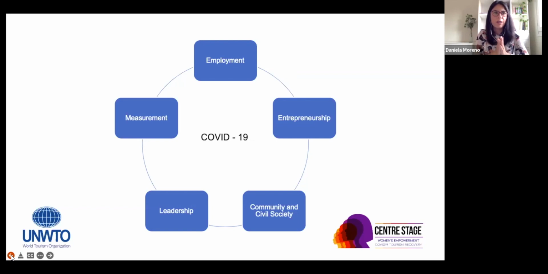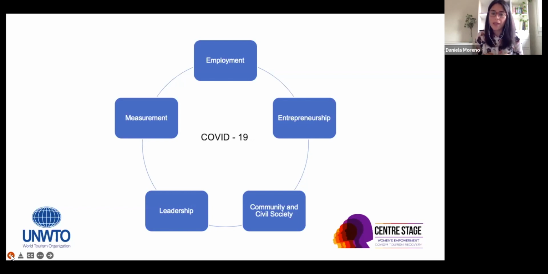Now there is a need, first, to promote financial instruments for tourist development, and also gender-sensitive financial instruments. Because right now, many women that have their own company are struggling.